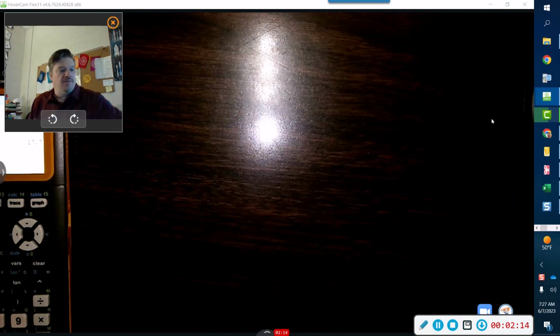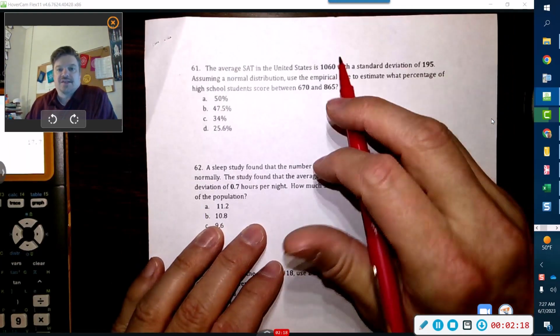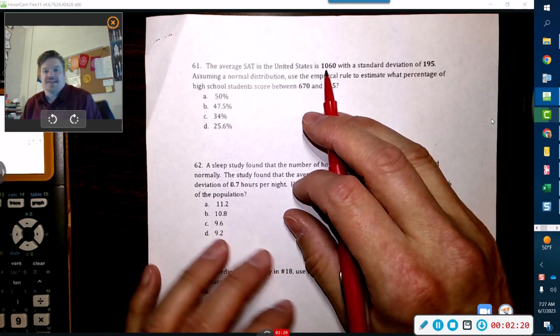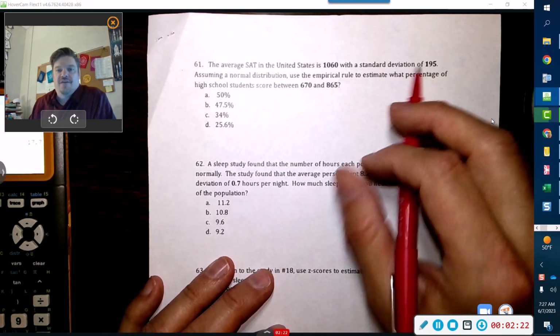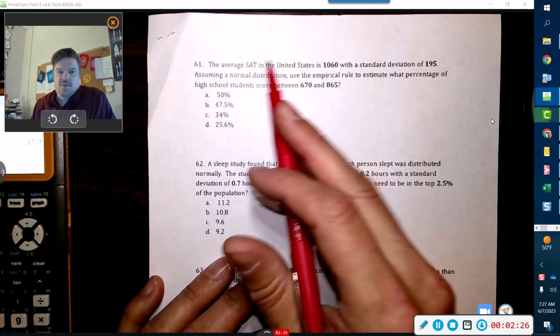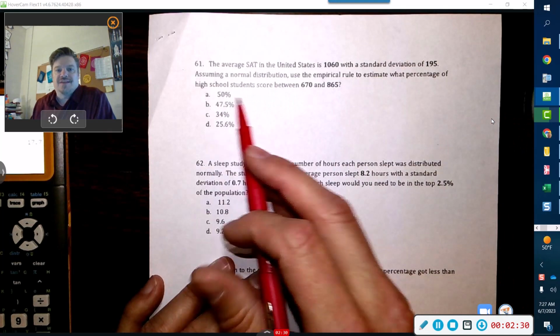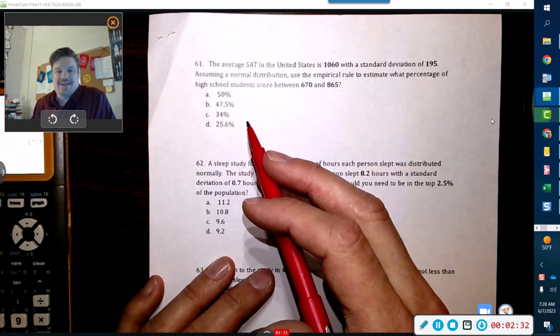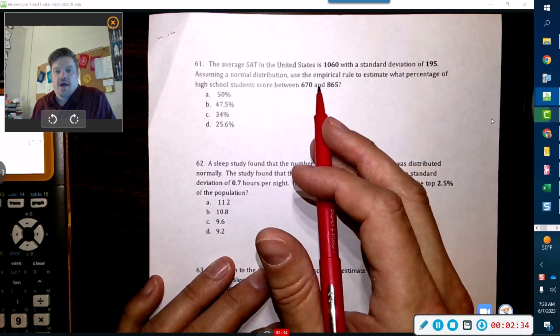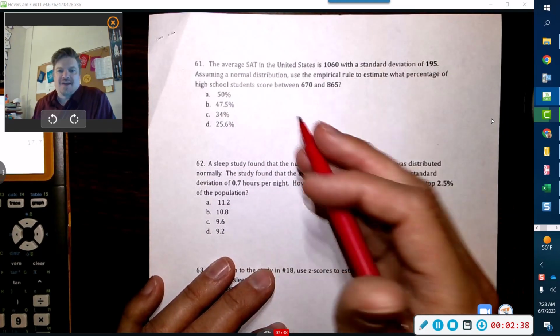Now we're moving to 61. The average SAT score in the United States is 1060 with a standard deviation of 195. I do believe that's actually true. Assuming a normal distribution, which is what the SAT believes it is, use the empirical rule to estimate what percentage of high school students score between 670 and 865. I don't know why I said below.